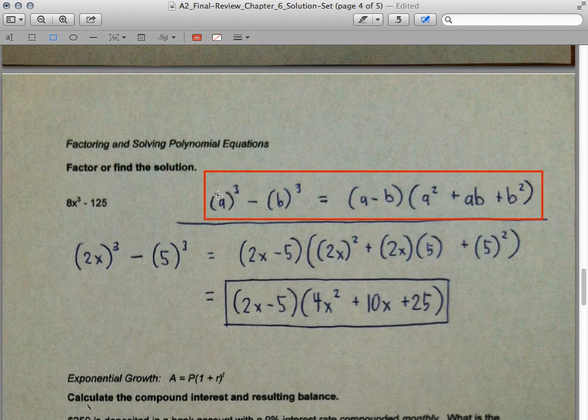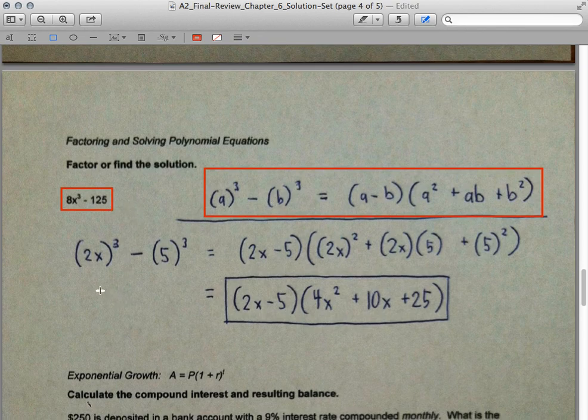In this case, what is the actual value of a? What cubed produces 8x cubed? What cubed produces 125? And in this case, those two base values are 2x and 5. Because 2x, the whole thing cubed, produces 8x cubed, and 5 cubed produces 125. As we can see here, we are then simply following this pattern and inputting those values into our factoring pattern here.